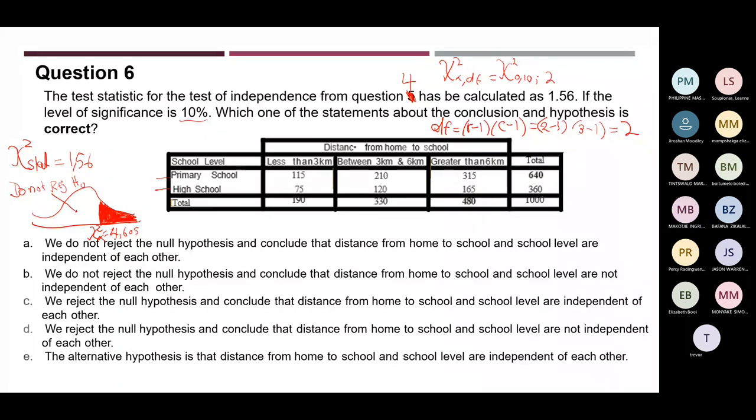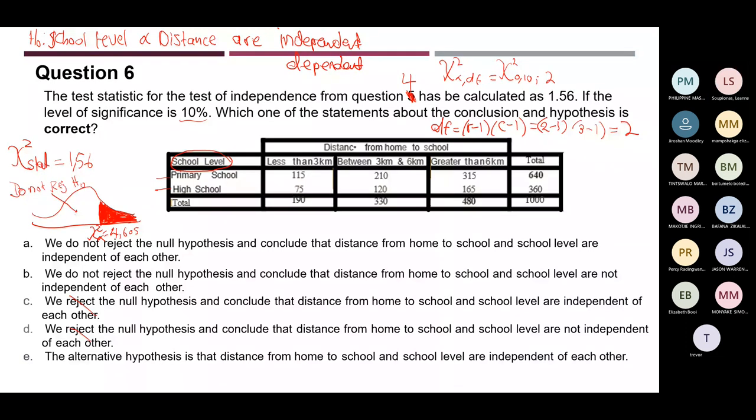Now we need to make a decision. What do we know? If we are not rejecting the null hypothesis, how would we have stated it? The null hypothesis is that school level and distance from school are independent. And in the alternative, we would have said they are dependent. Now, if we are not rejecting the null hypothesis, how do we conclude? We go to the conclusions and eliminate anywhere it says we reject, because we do not reject.